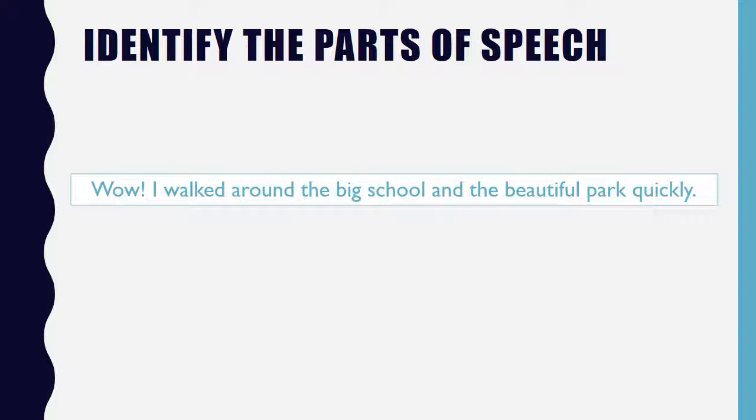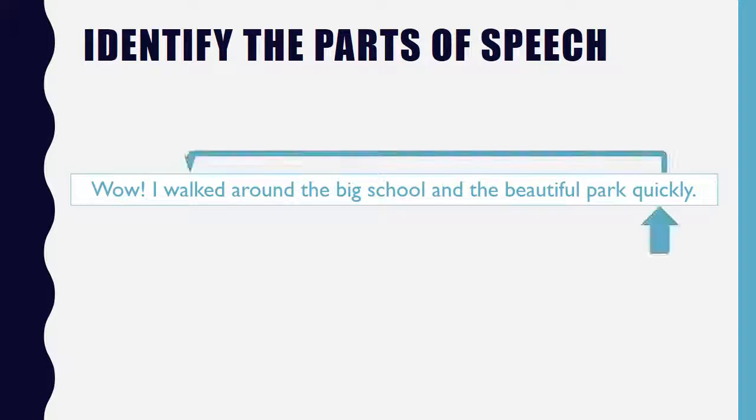Identify the adverb used in the sentence. So now we will learn how to identify those parts. The adverb is quickly. The adverb describes how the author walked around the school.